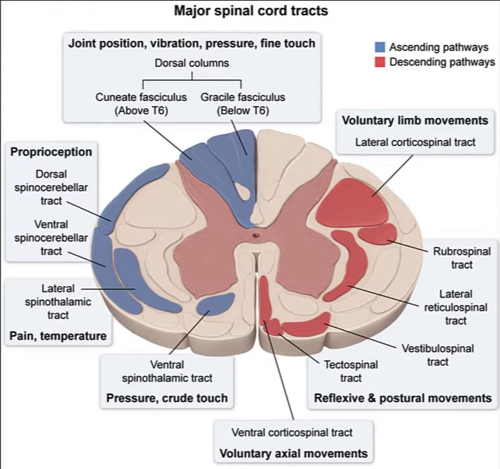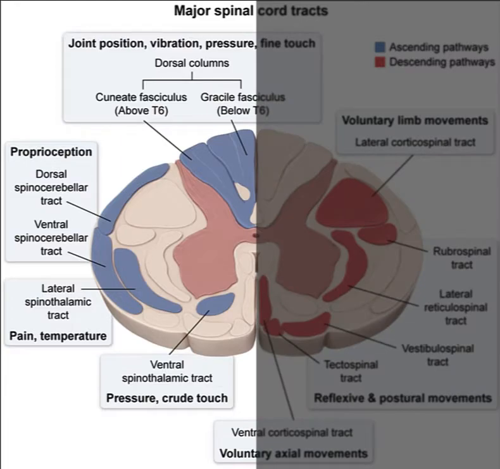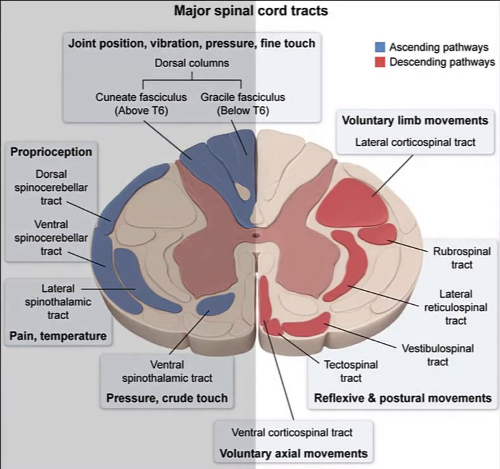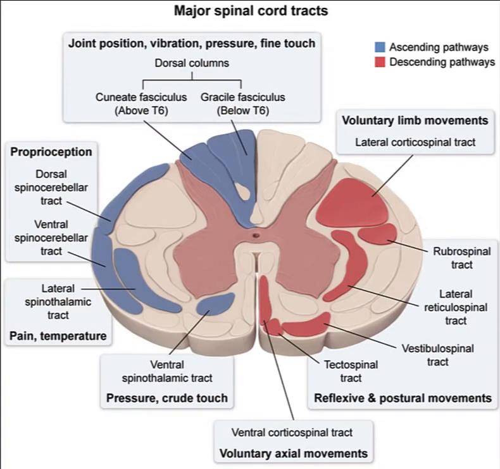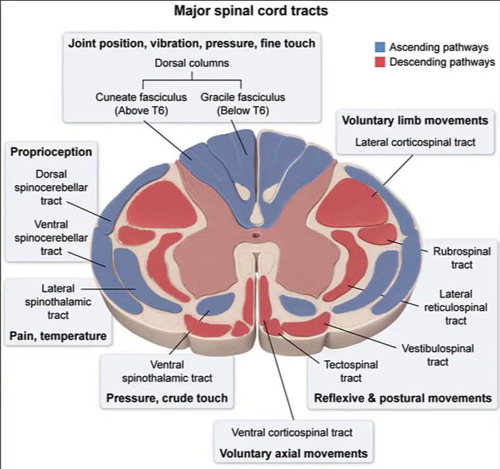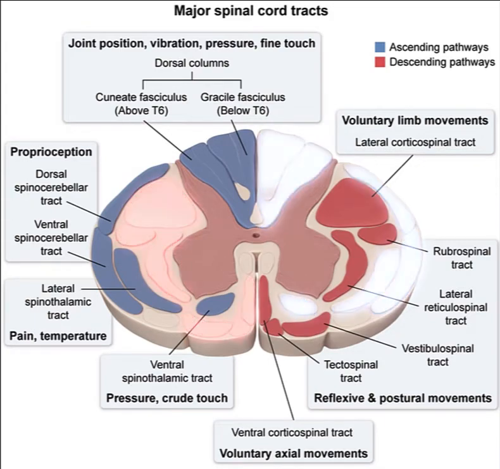We see in the diagram, the ascending tracts are illustrated in blue on one side, while the descending tracts are illustrated in red on the other side. But important to remember that the ascending and descending tracts are present in both sides of the spinal cord. This is the anterior side and this is posterior. And the diagram is arranged as if we are looking from above to a section of the spinal cord.